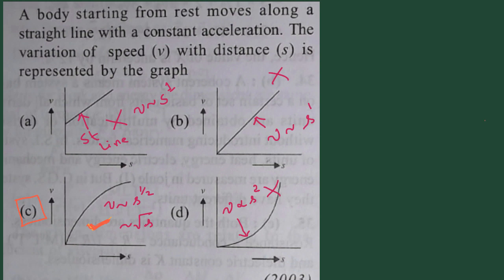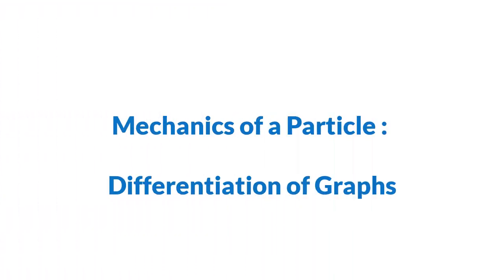Whereas only this one has a power half graph. So this is the one having a power half. So therefore this is the correct answer. So the correct answer is C. Okay, we will see more questions.